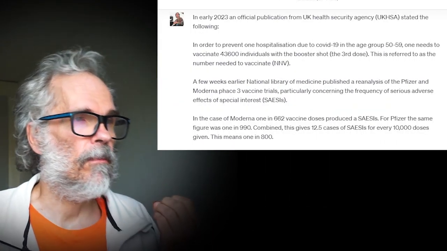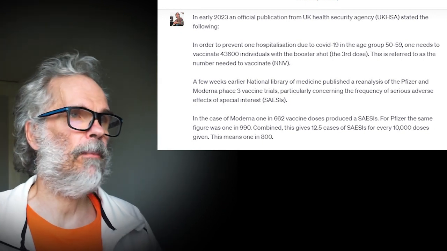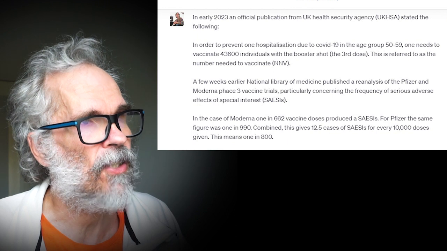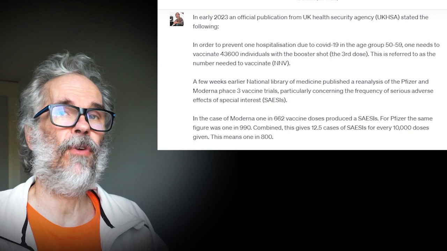And finally, we're going to the practical, the actual risk-benefit situation later, at the time when the boosters were administered. My question starts like this. In early 2023, an official publication from UK Health Security Agency, UKHSA, stated the following.